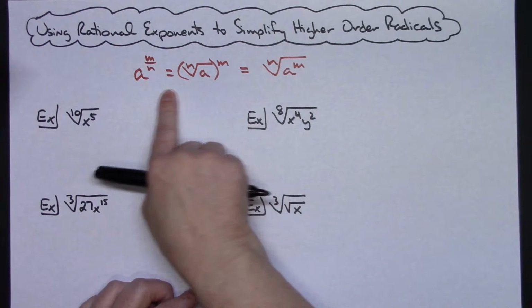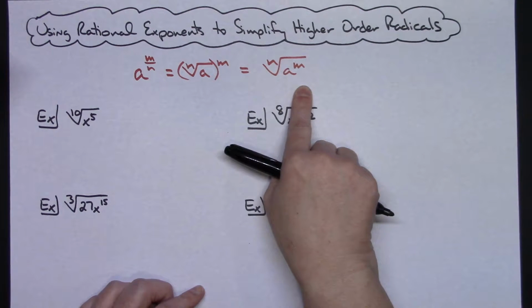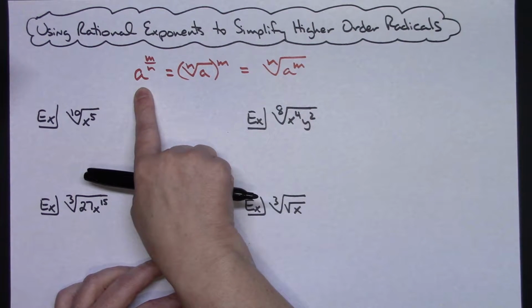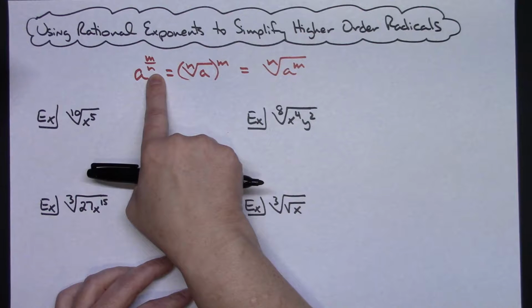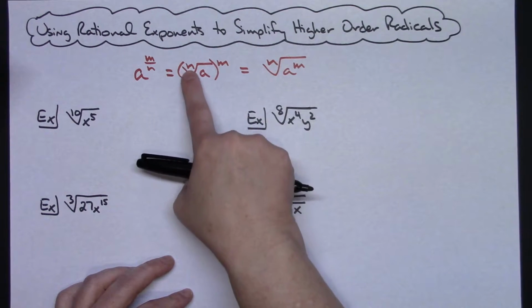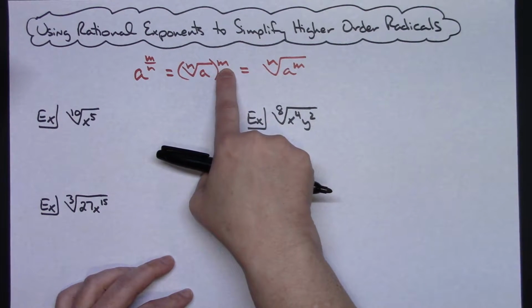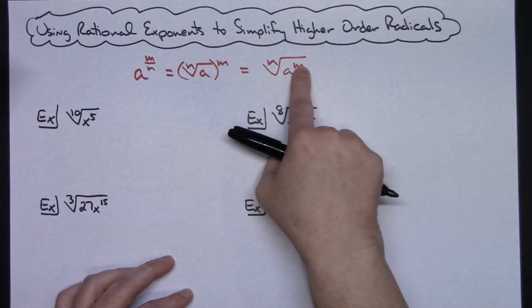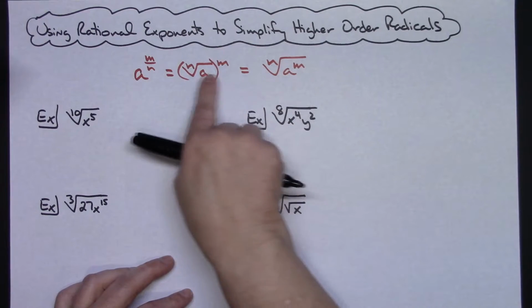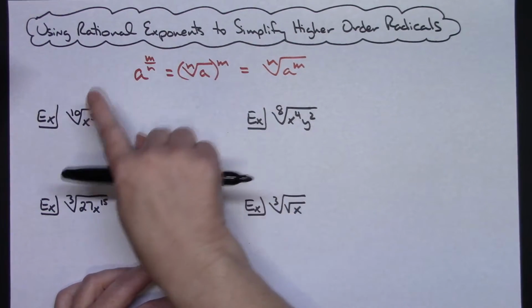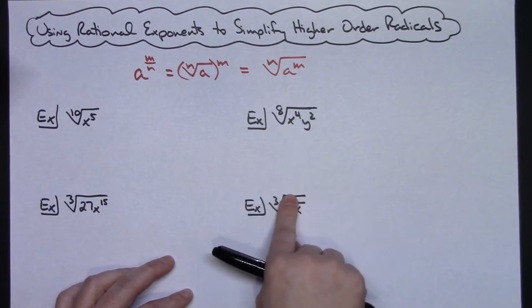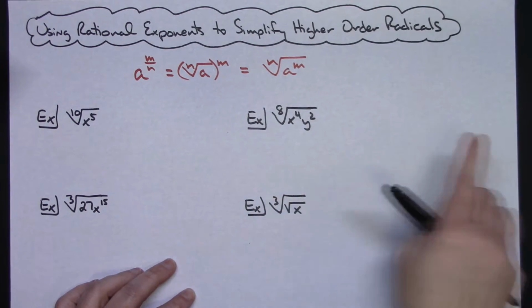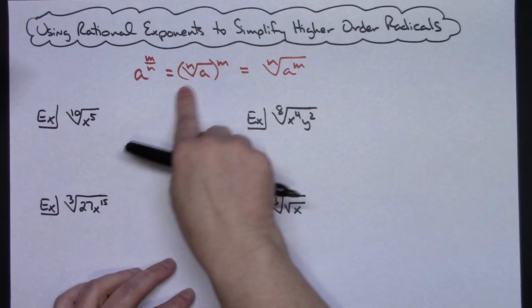We will be focusing on this basic principle right here. If I have some base a raised to the m over n, that can be rewritten as the nth root of a raised to the m power, or the nth root of a to the m. Either way, we're going to be implementing this rule backwards because we will be starting with our radicals and then attempting to simplify, but this works both ways.